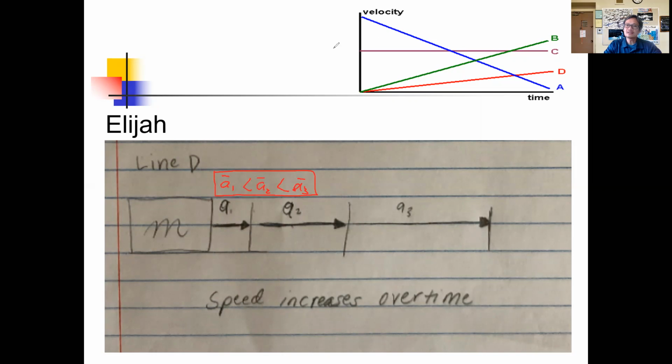Now remember, this is velocity versus time. So the velocity is changing, but the acceleration is not. I commend Elijah for doing this, but I think instead of indicating acceleration, this should be velocity. So the velocity is increasing: velocity at 1, velocity at 2, and velocity at 3. We're not dealing with a change in acceleration. We don't deal with that in this particular class. You deal with that more in physics.